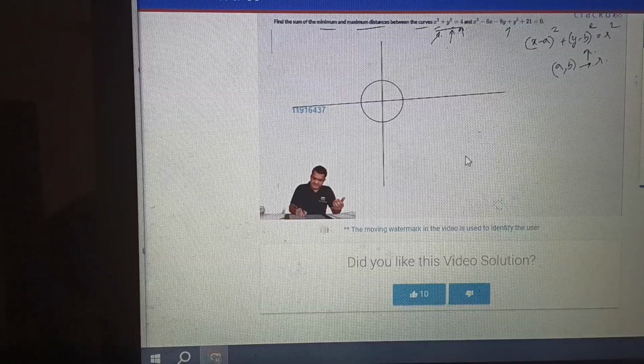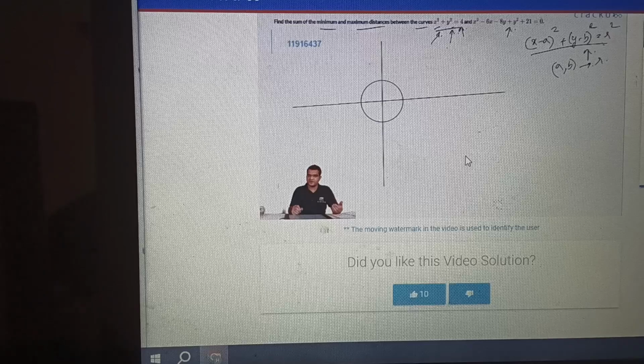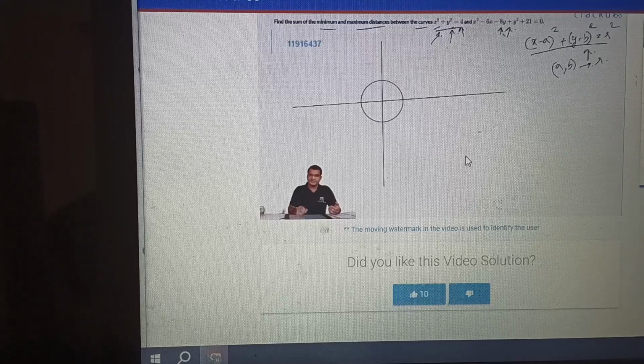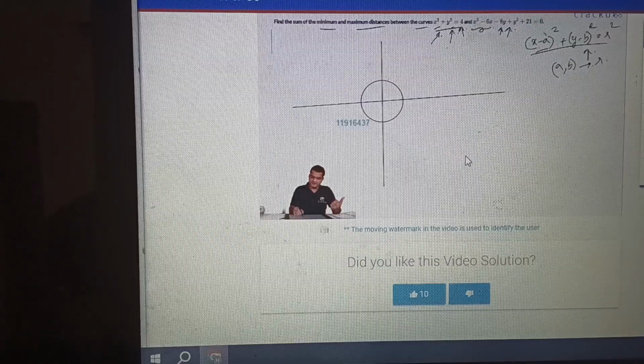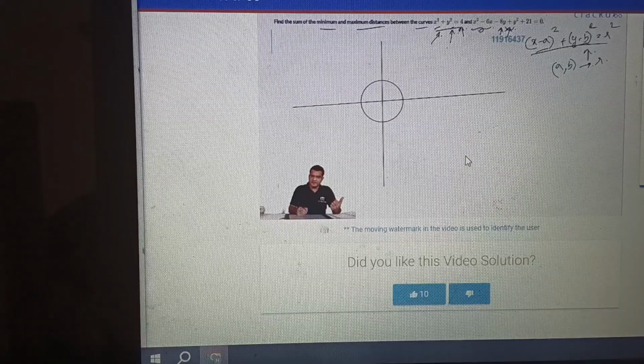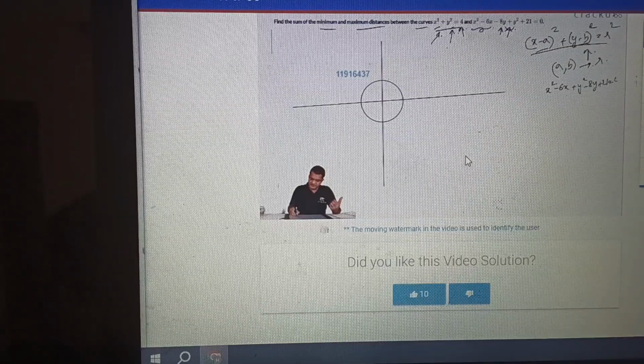Now what is the equation of the second circle in terms of x minus a plus y minus b whole square is equal to r square? Here you will have to complete the squares. You know that x square minus 6x is part of x minus a whole square and y square minus 8y is part of y minus b whole square. Or the given equation, if you simplify, is equal to x square minus 6x plus y square minus 8y plus 21 is equal to 0.